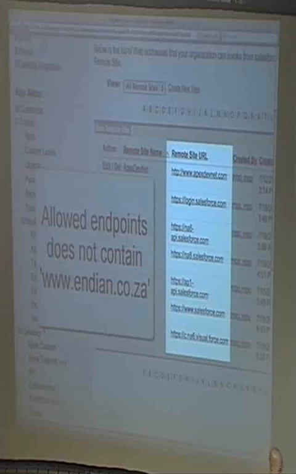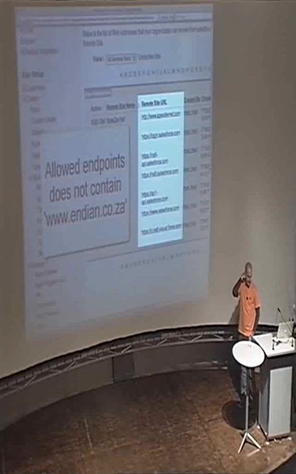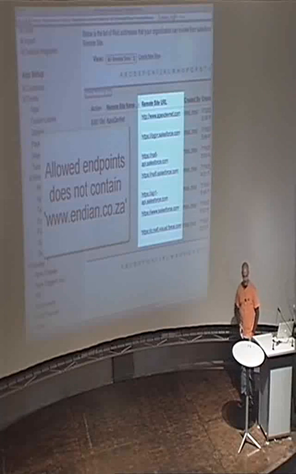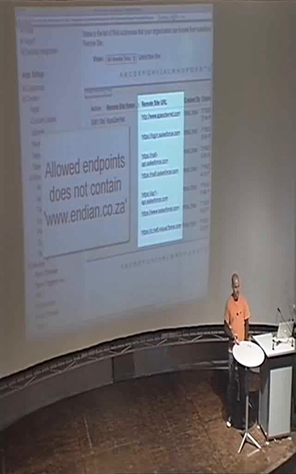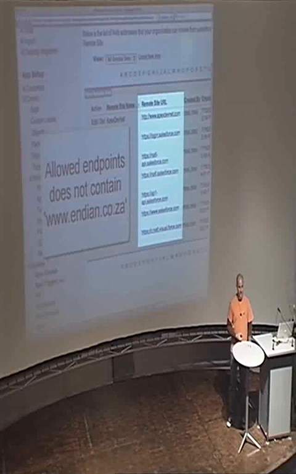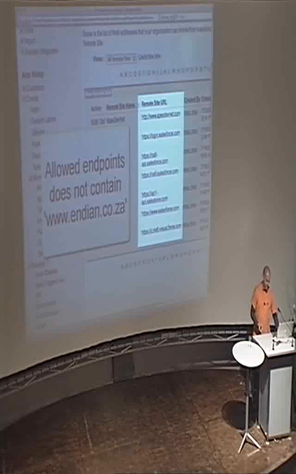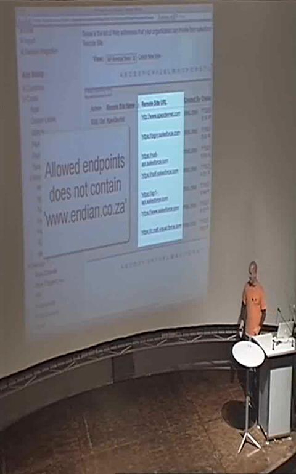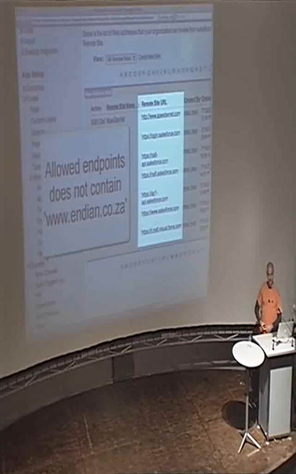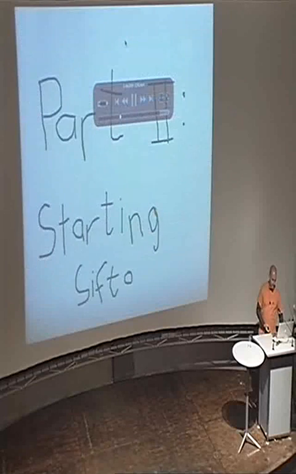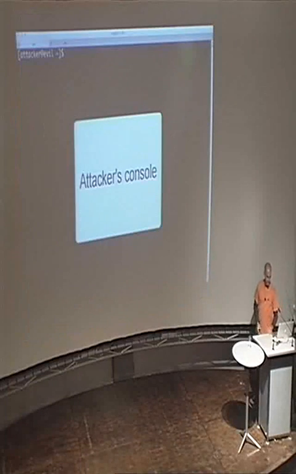Now, if you are familiar with Salesforce.com, you'll know that, as I said before, you need to explicitly allow outgoing connections to websites. And you can't do that except through the web interface. There's no API to do that. So here, I'm showing that the allowed endpoints does not contain the site that we're going to scan. Just because at the end, I'm going to come back and show you that it's been added, which we do programmatically through abusing their web interface.